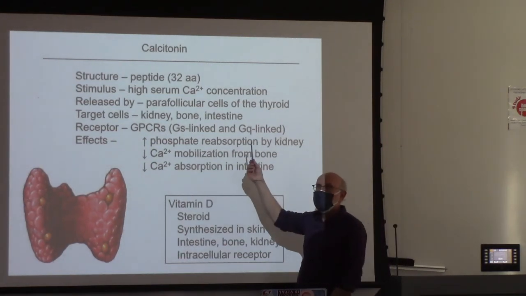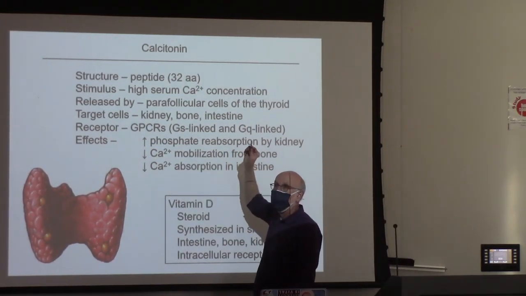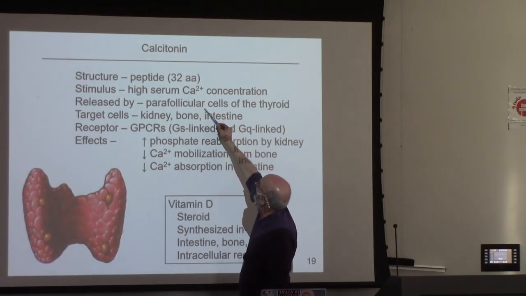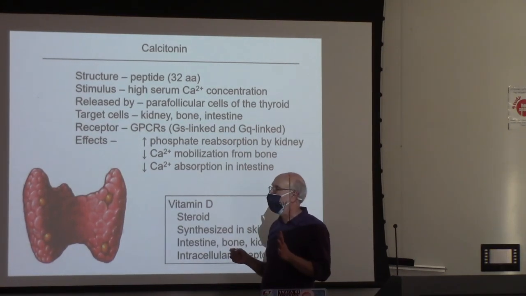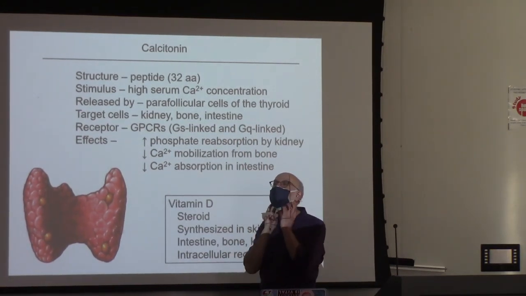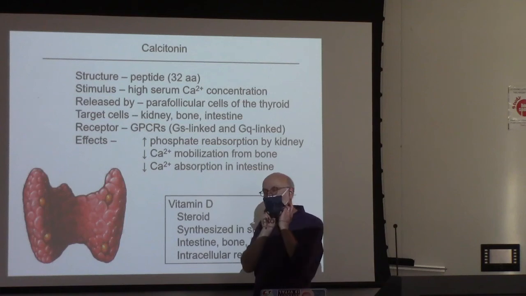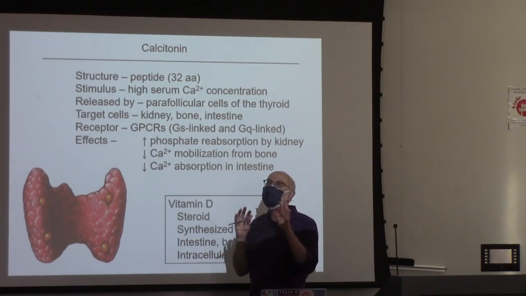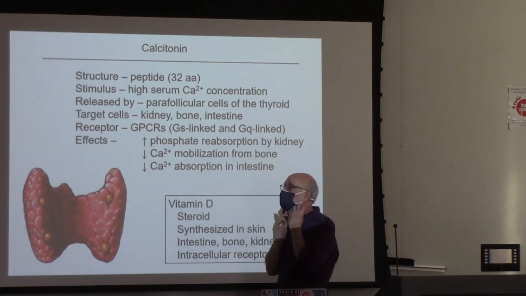The opposite of parathyroid hormone is calcitonin. Calcitonin is released by parafollicular cells of the thyroid. So again, it's another cell type in the thyroid gland. Not thyroid cells, not parathyroid cells, but parafollicular cells of the thyroid. I'm not going to nitpick on that one. Different cells in the thyroid.